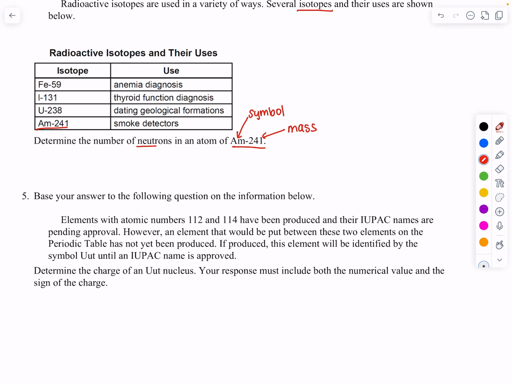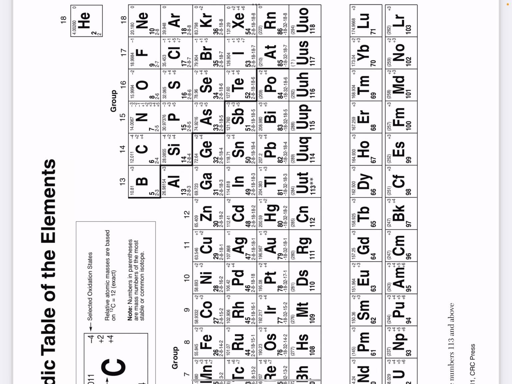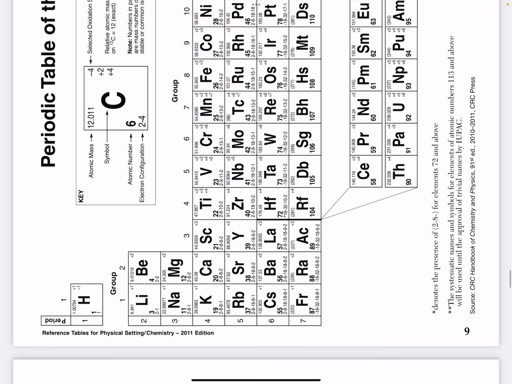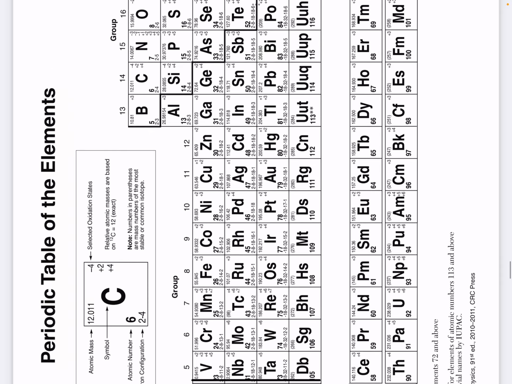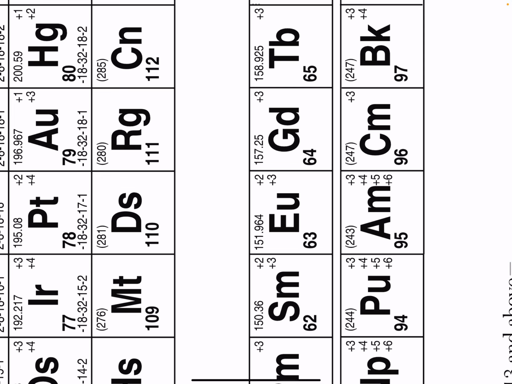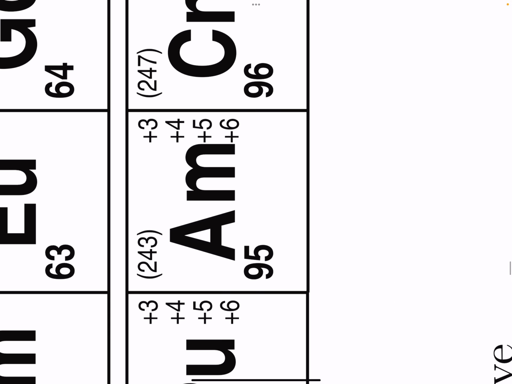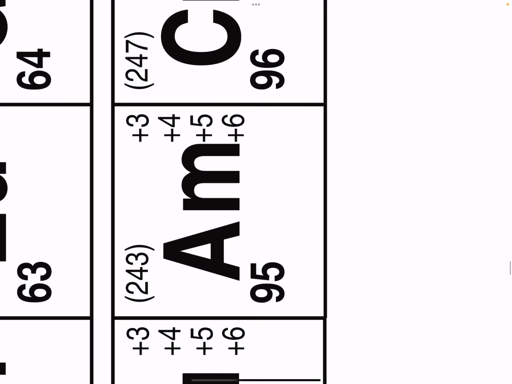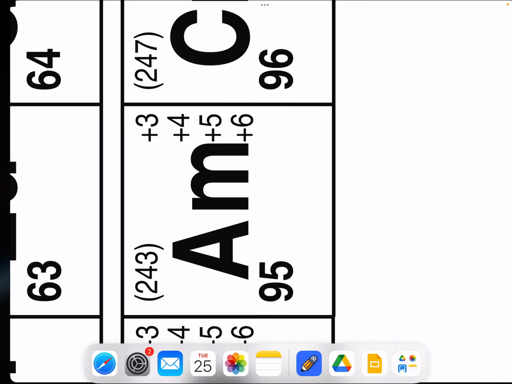I want to know neutrons. Now, I know that mass is equal to protons plus neutrons, so I can find the neutrons from this. And where do I get the number of protons from? I get that from the symbol. The symbol will tell me the atomic number if I go look on my reference table. So first thing is I have to find element Am. It's actually one of the ones on the bottom here.